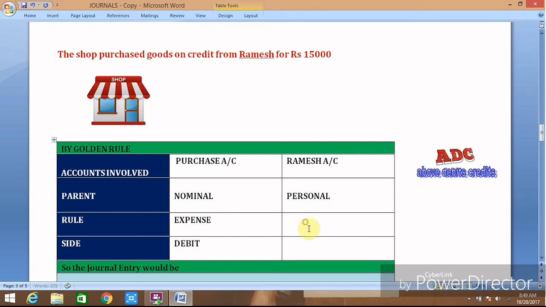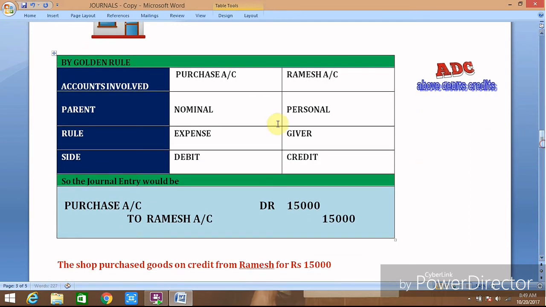Exactly. And for Ramesh account, again a personal account has come, so we have to be very particular about what position he is actually in when he is entering into a transaction with us. So he is giving us goods. We are purchasing goods, and he's in a position to give us goods. So over here he's a giver, and a giver would be credited. So it would go to the credit side. So we find our next journal entry: purchases account is going on the debit side, right? And Ramesh is going on the credit side. So the journal entry would be purchases account debited to Ramesh account by 15,000.